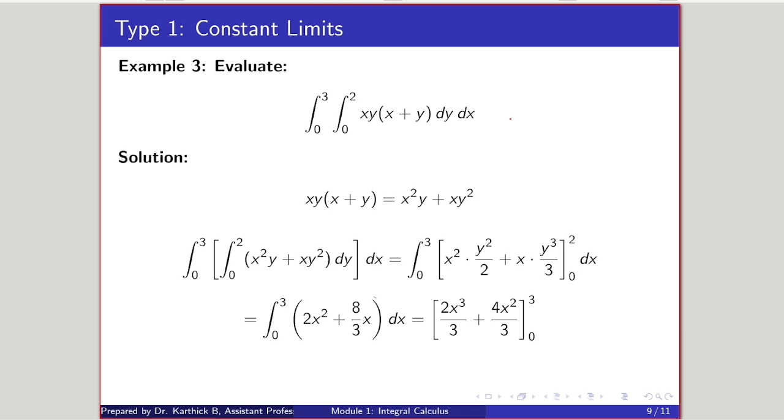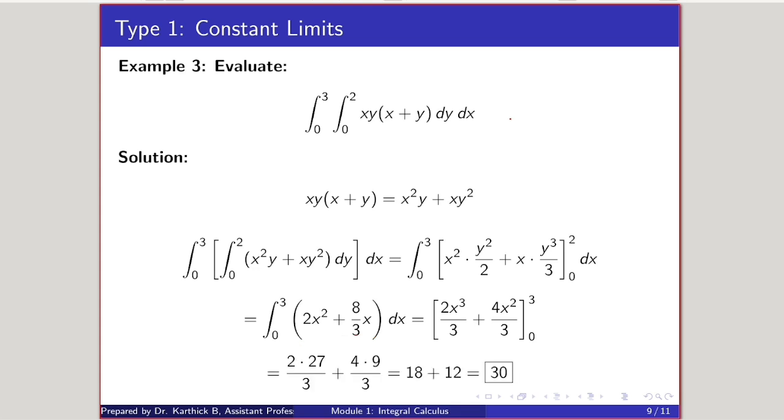So this will be the outer integral. So if I integrate this with respect to x, here it will be x square, 2 will be a constant, x square with respect to x becomes x cube by 3, and 8 by 3 x. If I integrate x, it will be x square by 2, and we can cancel by the value.